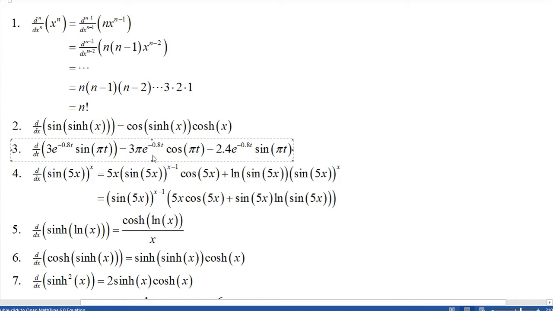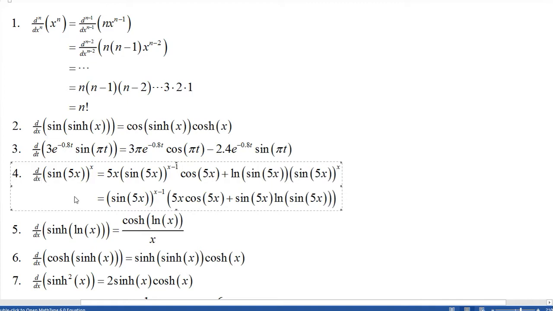Now, the second part, that's plus the second factor, sine of pi t, times the derivative of the first part. So we're taking the derivative of 3 e to the negative 0.8t. So that's e to the u, or I guess I already used u, e to the w. The derivative of e to the w is e to the w, same thing, times the derivative of w. The derivative of w is negative 0.8, and that's times this 3 out front. 3 times negative 0.8 is negative 2.4. And so we have that answer there.